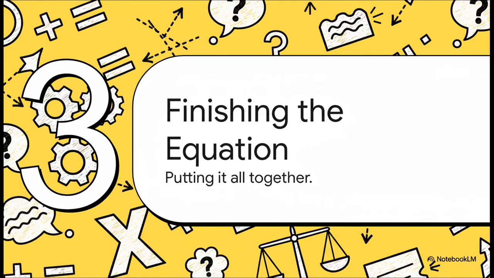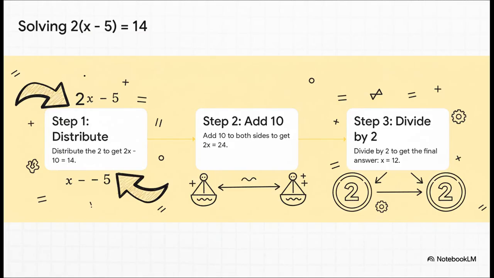So now that we've done the hard part, which, let's be honest, wasn't so bad after all, we just have to solve for x. And this uses the basic algebra steps you probably already know how to do. Let's walk through a full one together. We start by distributing the 2. That gives us 2x minus 10 equals 14. Okay, now it's just a simple two-step equation.